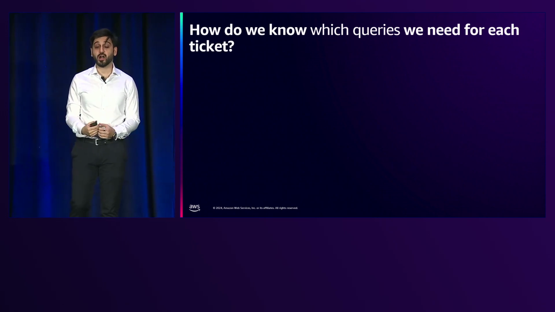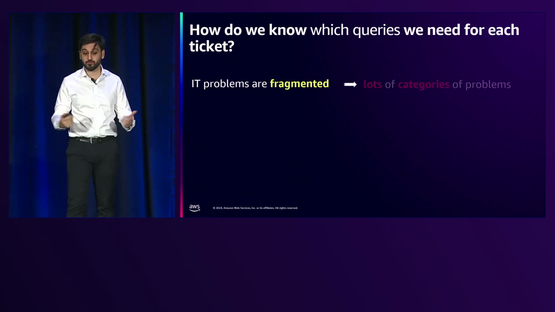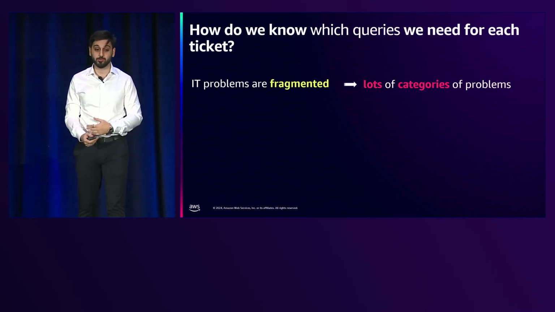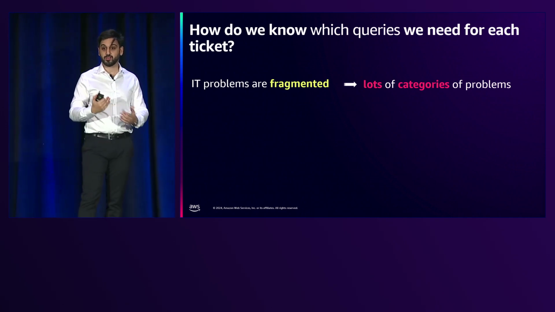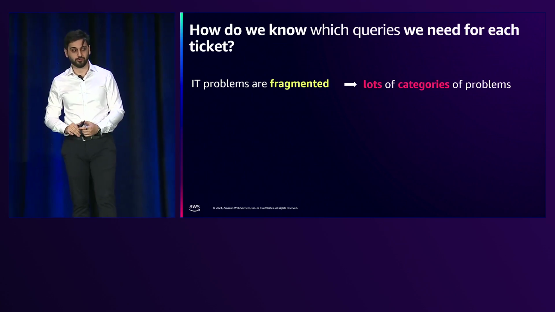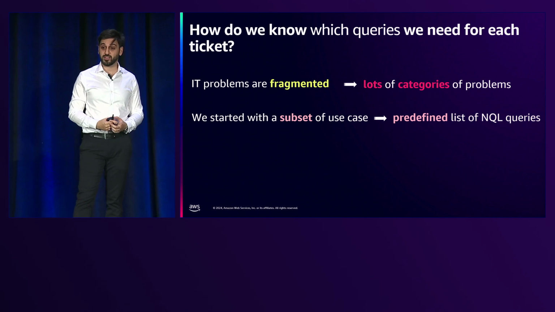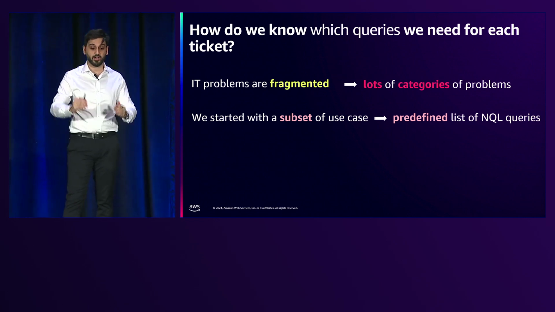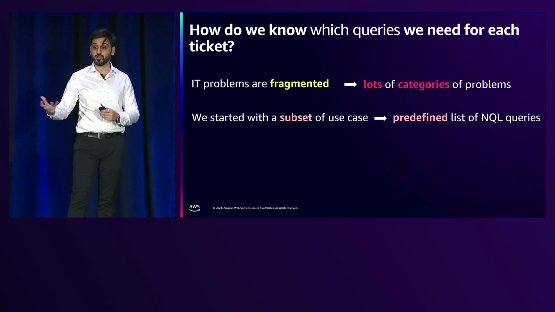And you might be wondering, how do we know which NQLs to call for every ticket, especially since in IT, problems are fragmented. There are a lot of categories. The problem could be with your device. It could be a global problem, or it could be a problem between the keyboard and chair. And the latter one we cannot really solve. So we started with a subset of use cases. We focused on a couple of use cases, and we predefined the NQL queries that we needed to launch for these cases. And we saw that this is working.